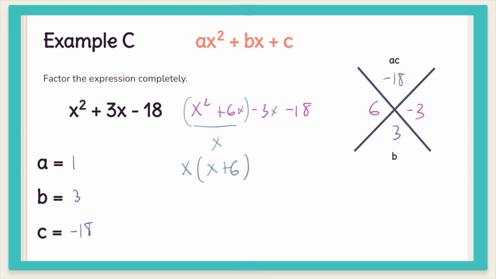On the other side, it looks like I can pull out a negative 3. All right, so I'll have negative 3 here. Negative 3x divided by negative 3 is going to be x. Negative 18 divided by negative 3 is going to be positive 6. Okay, so what can I pull out there at the end? Looks like x plus 6, and x plus 6 is going to be one of my factors.